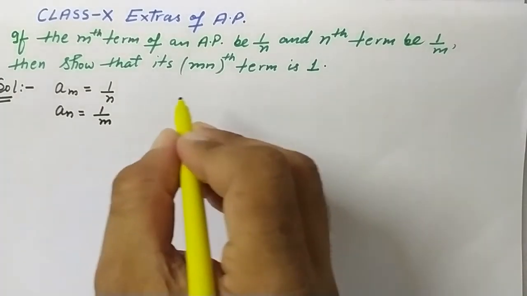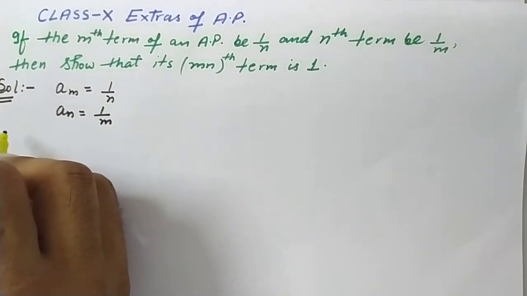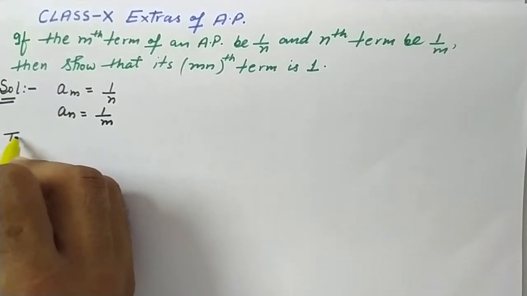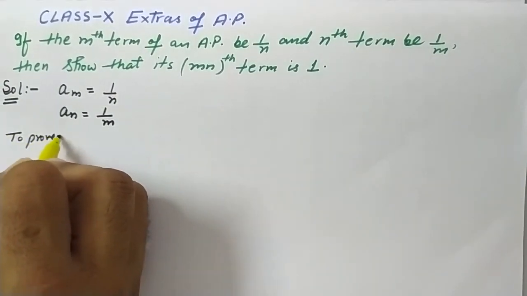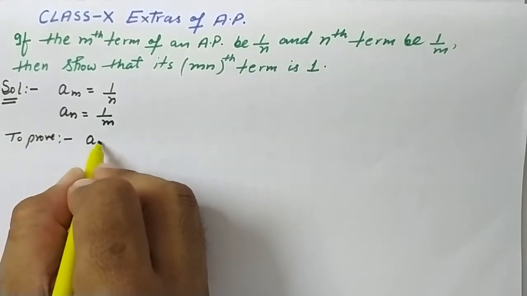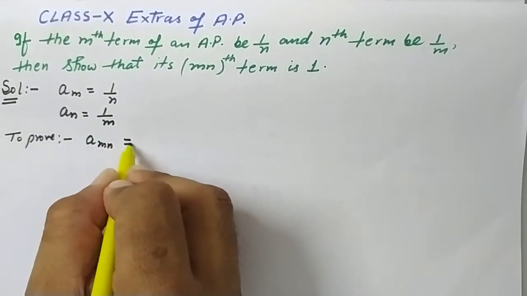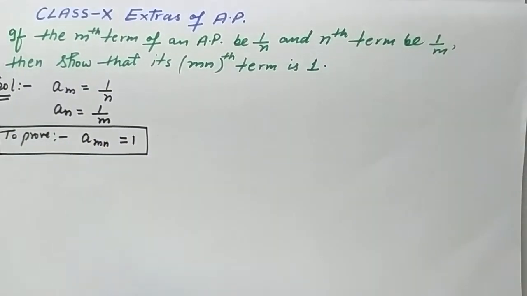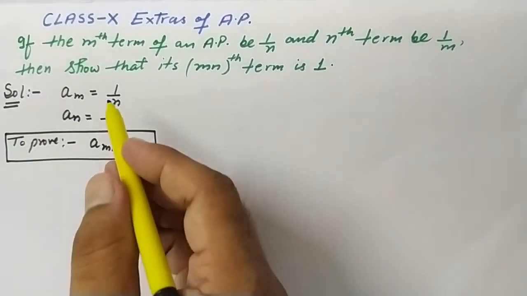It means we can write here given and to prove. I can write here to prove, or it's your wish. So you can write we are to prove that a mnth term is 1. This is our target, right? This you will keep in your mind. Now we'll start from the given.